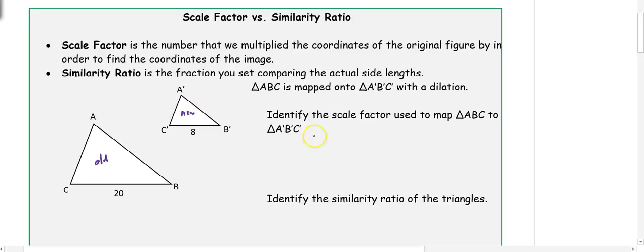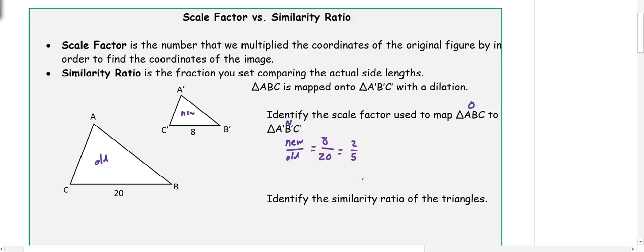So when we're looking for scale factor, it's always going to be new over old. So we can look in the picture by looking at the A's and the A tick marks letters, or in the sentence we have ABC is the old one because it's the first triangle, A prime, B prime, C prime with the little tick marks is the new figure. So when we compare those, we would take the same side of the figure, so in this case the BC's, and the new side is 8, the old side is 20, and that reduces to 2/5.